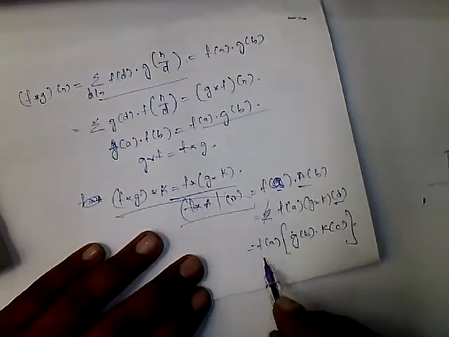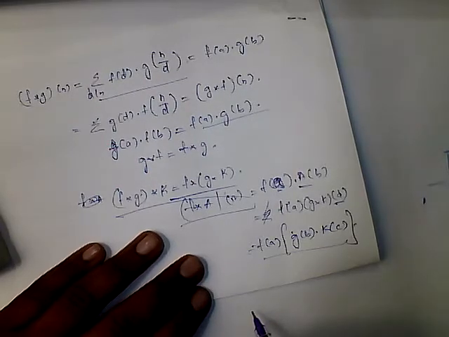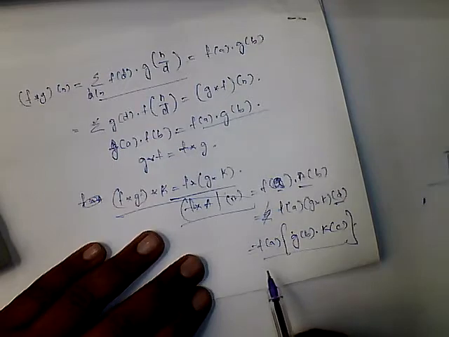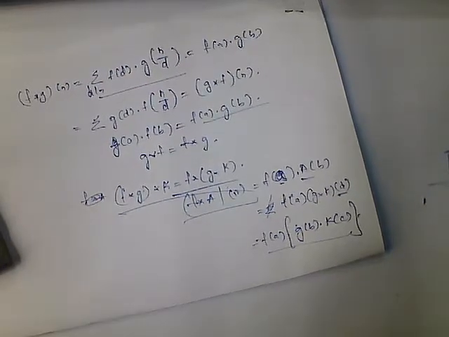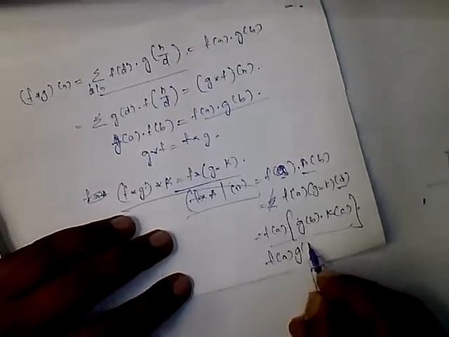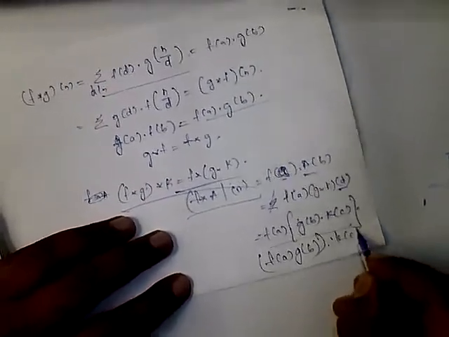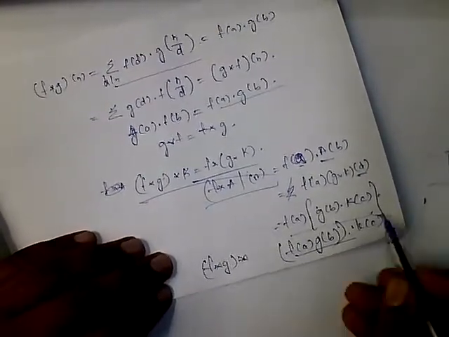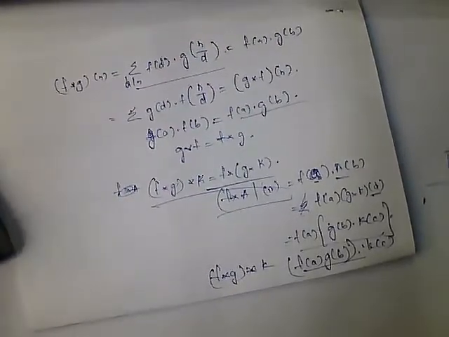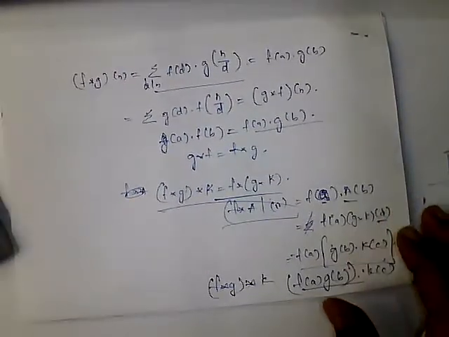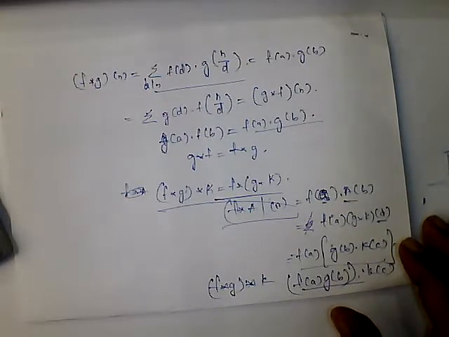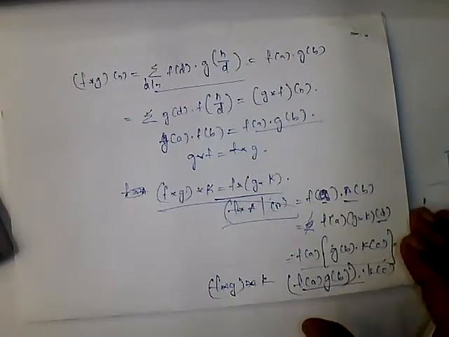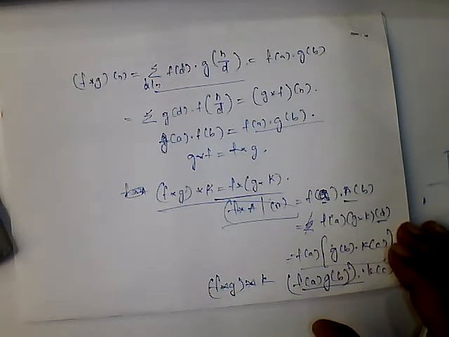Now from this you will get all these are equal. Since multiplication is commutative, you will get f of a, g of b into k of c. From this you can have f star g star k. That's it. Actually, the proper steps are given in your textbook. You can follow from that. I've just given the idea behind that problem.